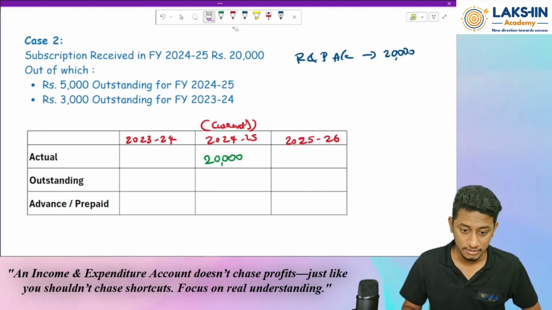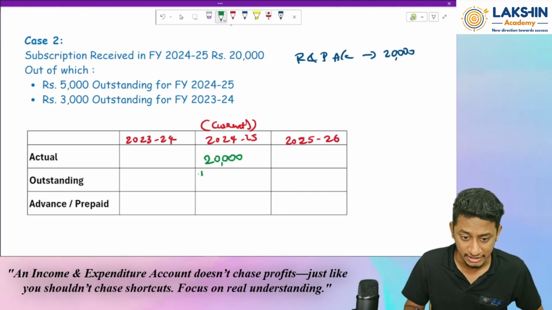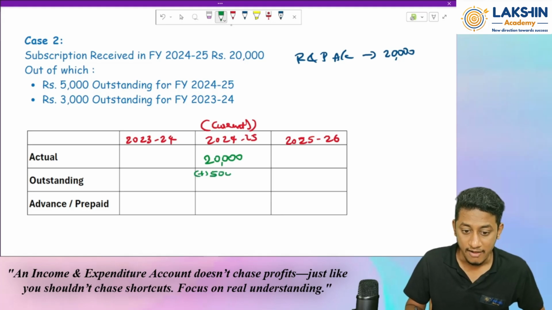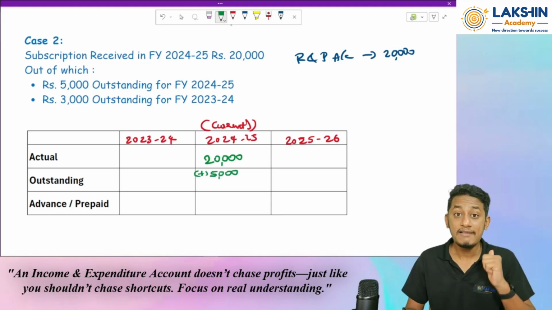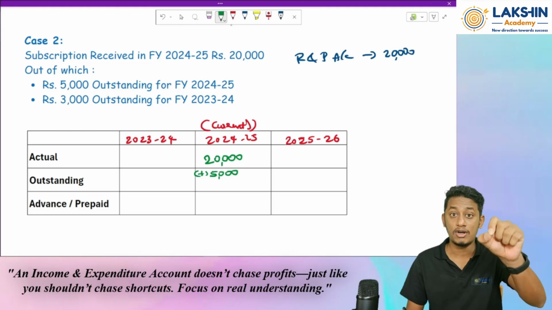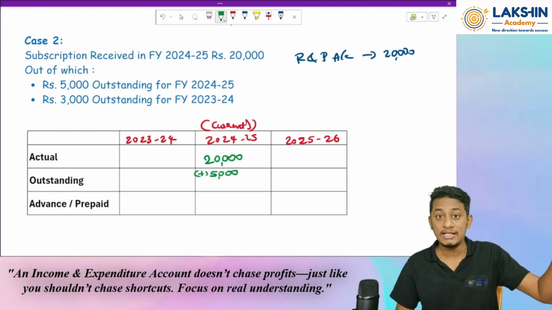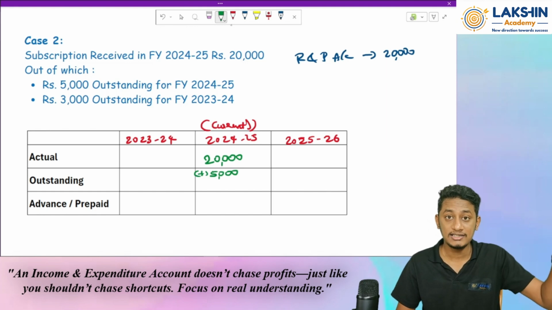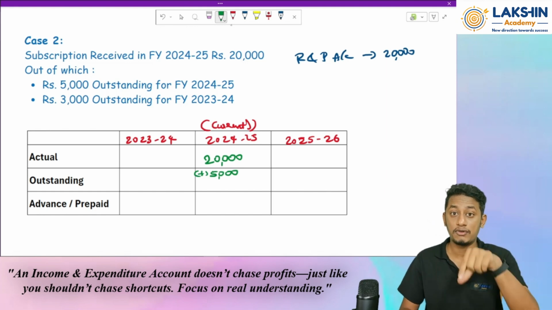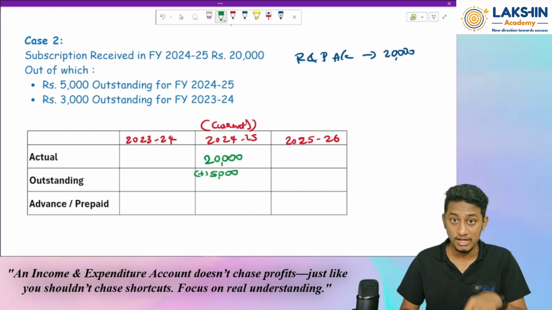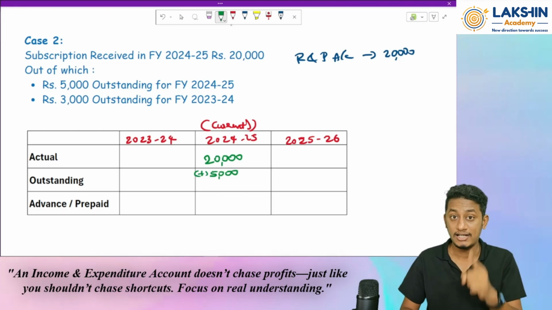Clear? Okay, let me just rewrite it once again. I will add rupees 5,000 over here. Why will I add it over here? Because it was received in the next financial year. Agree. But to which financial year does this money belong? To the financial year 24-25. I am stressing this because it will be really important while solving your questions.